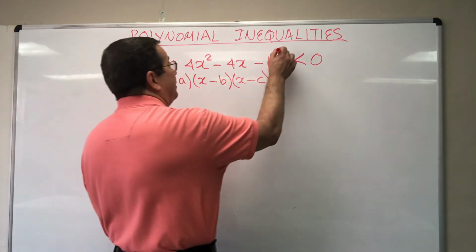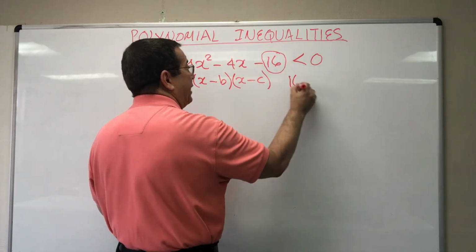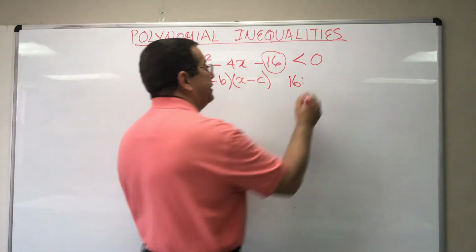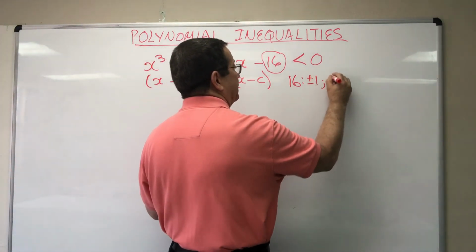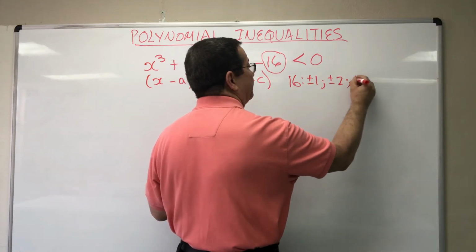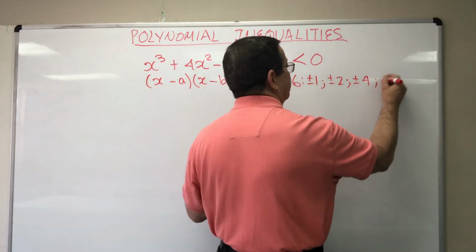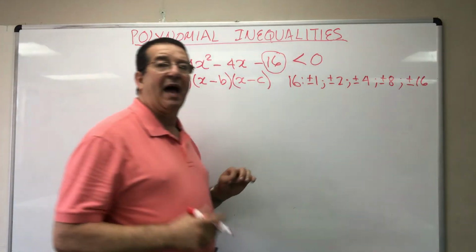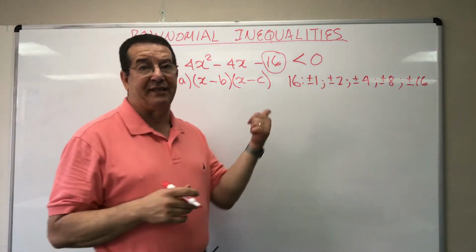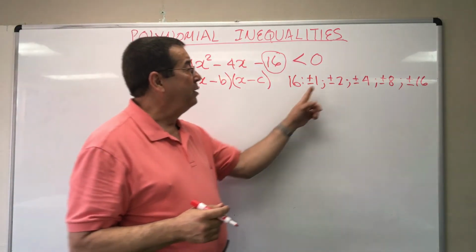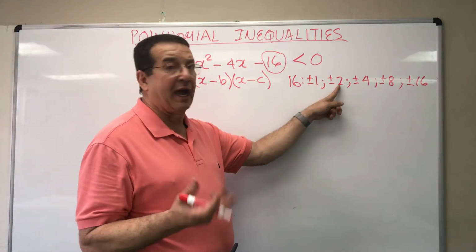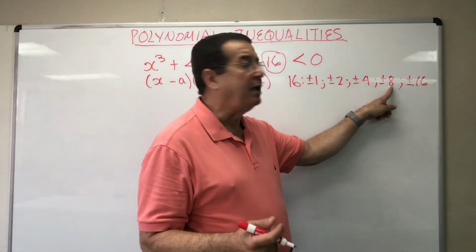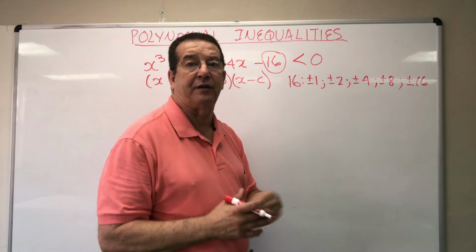You select this number, 16, and you find the factors of 16. The factors of 16 are positive and negative 1, positive and negative 2, positive and negative 4, positive and negative 8, and positive and negative 16. Those are the numbers you can use to divide 16. 1 times 16 is 16, 2 times 8 is 16, 4 times 4 is 16, 8 times 2 is 16, and 16 times 1 is 16. These are the factors of 16.